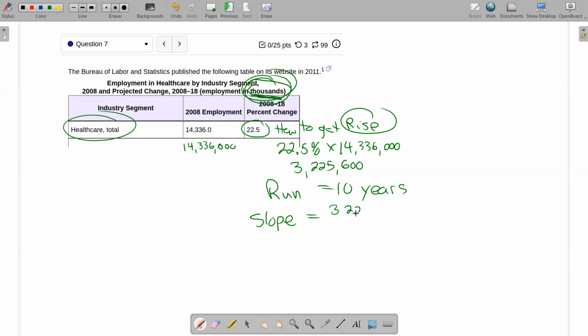So 3,225,600. And on my paper, I usually put commas to make sure I didn't mistype something or miswrite something, over 10, right? And that's people per year. And I can reduce that because 10 will divide into that nicely. So I could say it's 322,560 people per year. So that's my slope. And this is the part people usually have the hardest time with on this problem, identifying that. Let me double check the rest of the question. I think that should put us on the right track.